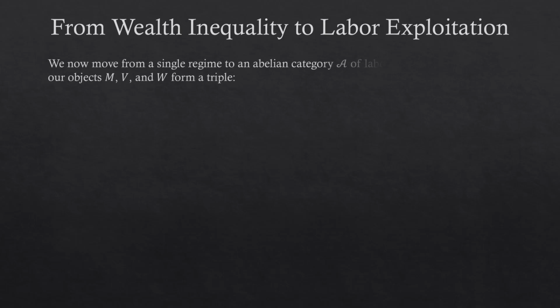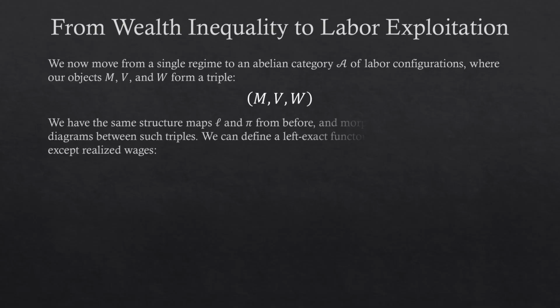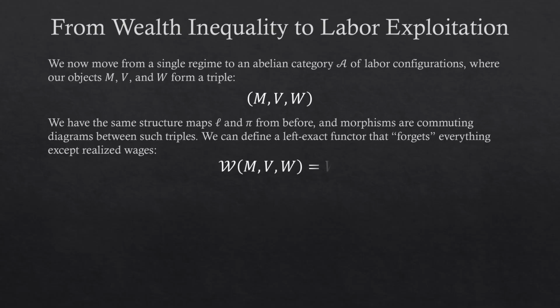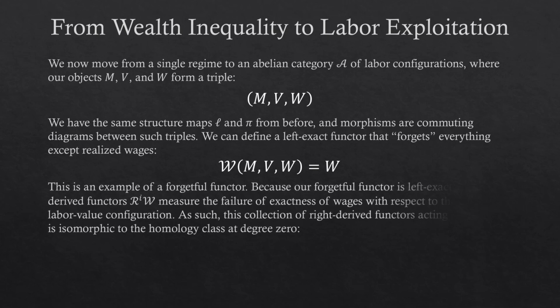We now move from a single regime to an abelian category A of labor configurations, where our objects M, V, and W form a triple. We have the same structure maps L and pi from before, and morphisms are commuting diagrams between such triples. We can define a left exact functor that, quote-unquote, forgets everything except realized wages. And that's what this curly W will do to our triple. This is an example of a forgetful functor.